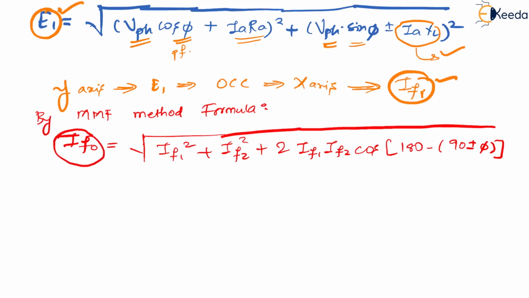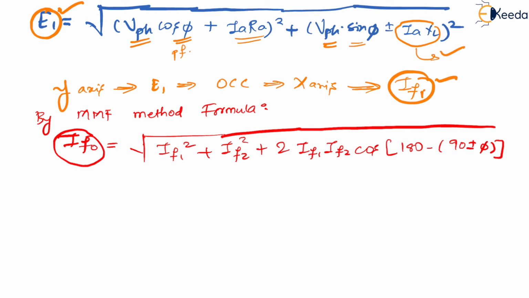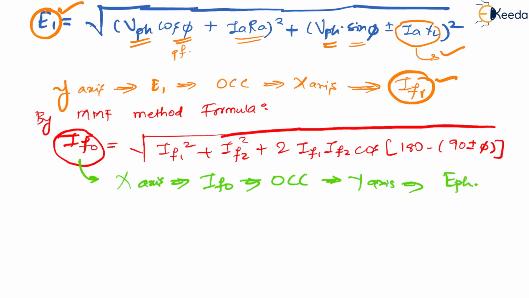Now once you have got this value of IF naught, what are you going to do? From this IF naught value, please go to the x-axis, because the x-axis only has current. So on the x-axis, locate this value IF naught. From that IF naught, please go to the OCC. From that OCC, please go to the y-axis and check what the value is, and that value is nothing but your EPH.